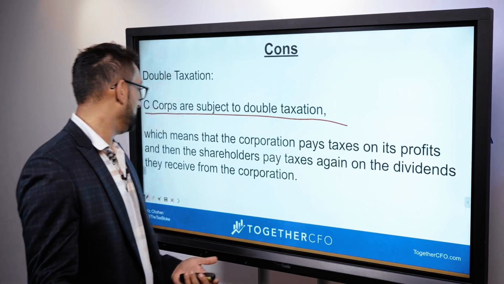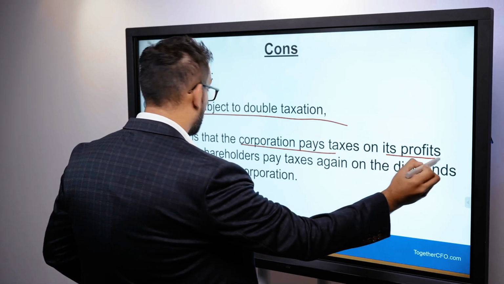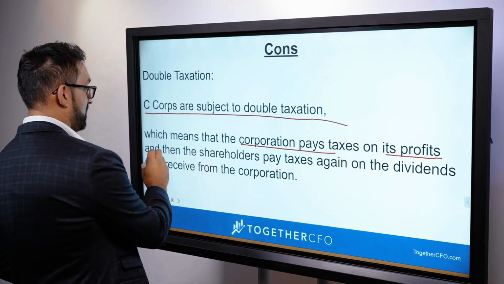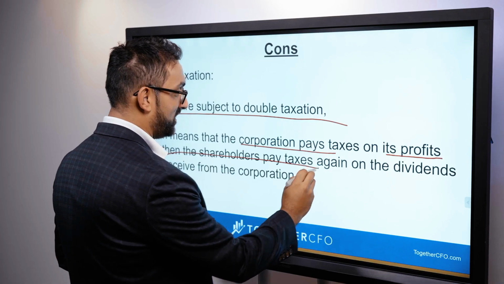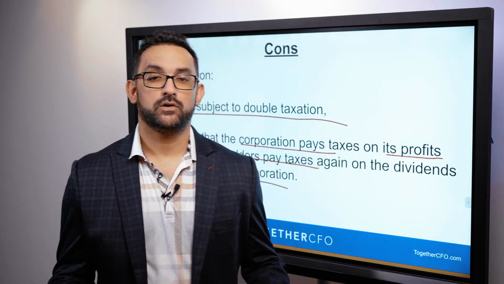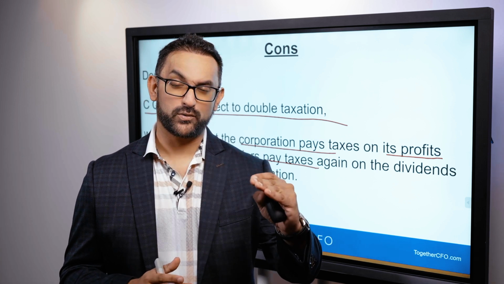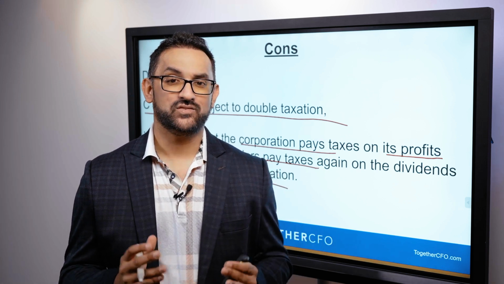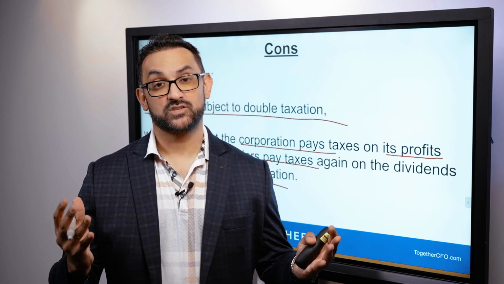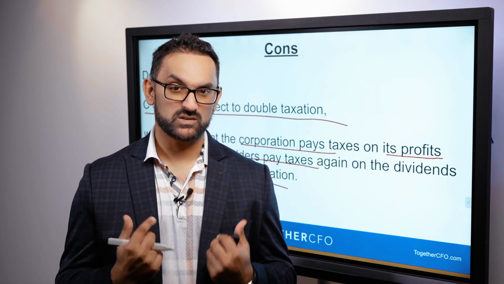What does that mean? This means that the corporation pays tax on the profits, then the shareholders pay tax again on the dividends that they receive from the corporation. So you're getting hit twice. Nobody likes that. So why would you want to pay tax twice? You're going to pay tax at the corporation level and at the individual level. Makes no sense, right? I don't like it. Nobody likes it. It's just the way the rules are.